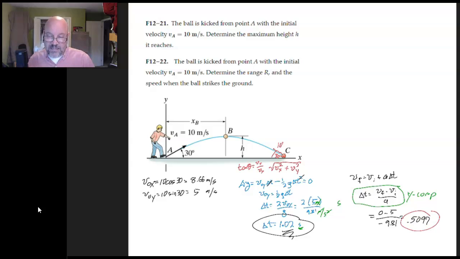We've got time of flight. Oh, we didn't get range. We should do the range while we're here. I'm just going to set this up for you. We know the range is just going to be V0x times your delta t. So our range is going to be 8.66 times our time of flight, 1.02, and whatever that gets you, that's your range. Just like that.